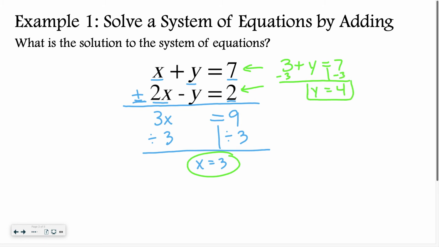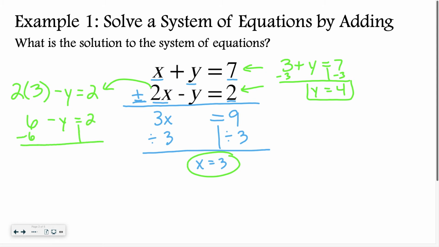And in case you don't believe me yet when I say that you can use either equation, let's test it out. 2 times 3 minus y equals 2. 2 times 3 is 6, minus y equals 2. Minus 6, negative y equals negative 4. To get y positive, I'm going to divide by a negative 1, and I have y equals positive 4. So you can see I ended up at the same answer for y, no matter which equation I used.